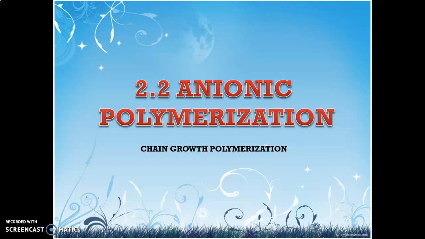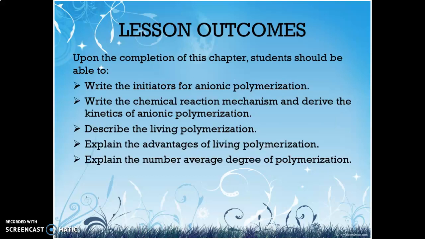So for today's lecture, we are going to cover the other types of chain growth polymerization, which is ionic polymerization. So look at the lesson outcome first. Upon the completion of this chapter, students should be able to write the initiators for an ionic polymerization, write the chemical reaction mechanism, and derive the kinetics of an ionic polymerization, describe the living polymerization, explain the advantages of living polymerization, and the last one, explain the number average degree of polymerization.